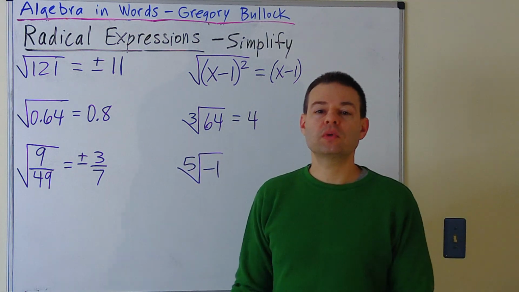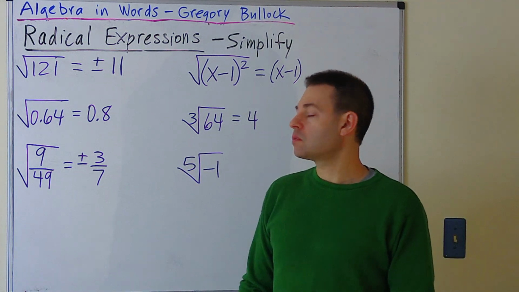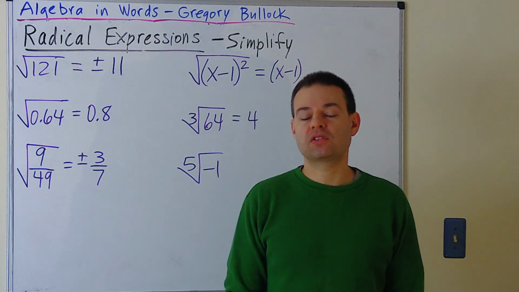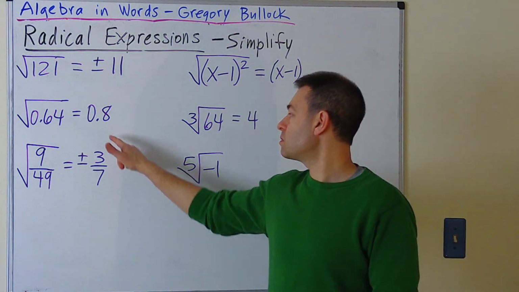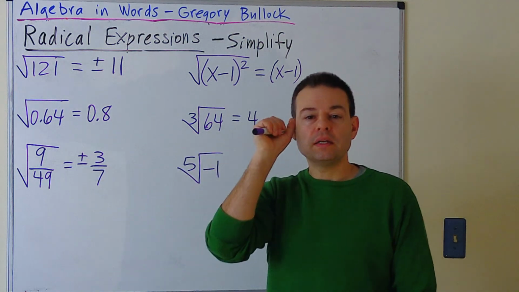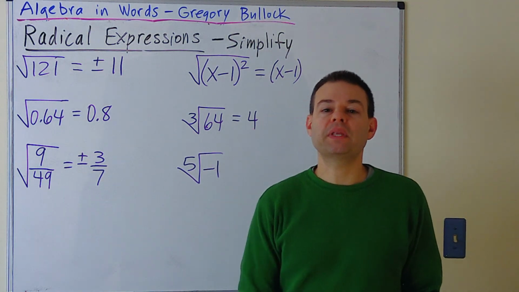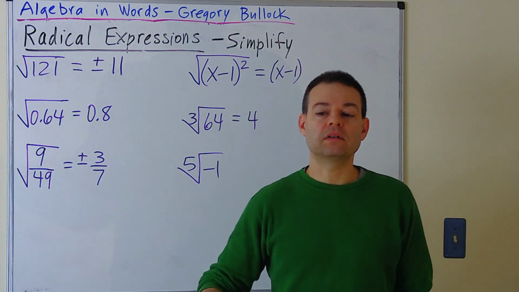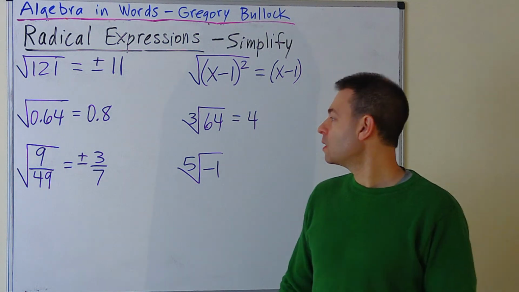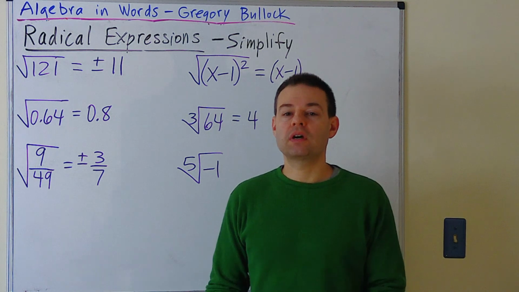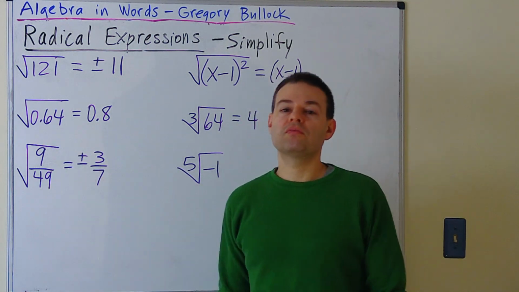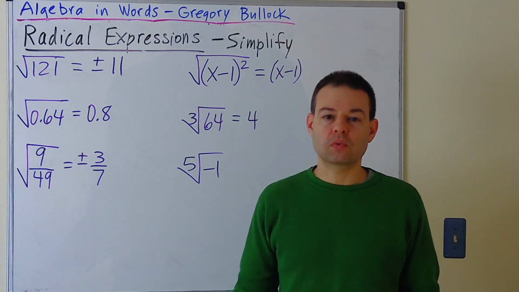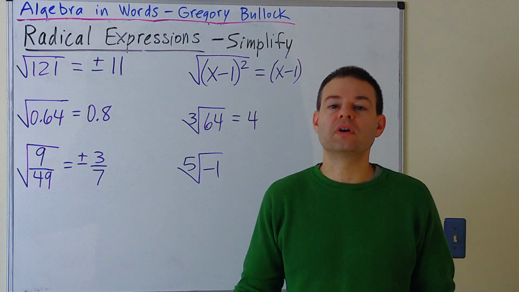Now let's look at this one next. It is the square root of, now a decimal, 0.64. And the answer is 0.8. Now, let me just briefly explain how you evaluate radicals that have a decimal. First of all, I want you to recognize that 64, if there were no decimal, would be a perfect square. For example, the square root of 64 is 8.